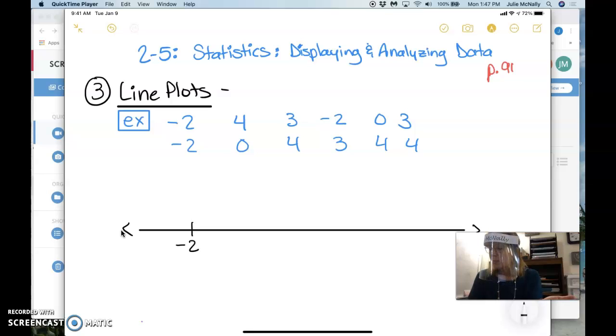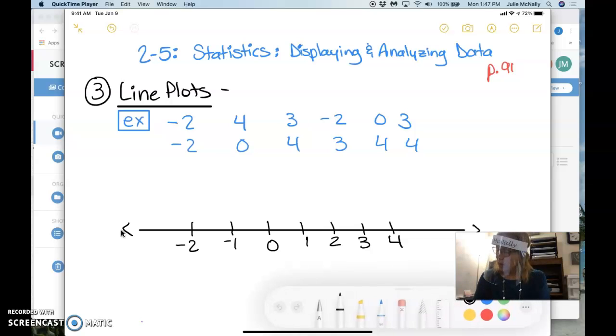So -2 is my smallest number, and then what is my biggest number that I have to go to? Come on, people, wake up. 4, thank you. So we're going to draw all the numbers between -2 and 4. And I'm trying to draw my lines about the same distance apart because a true line graph has everything equally spread apart. So now comes the fun part where we make our line plot.